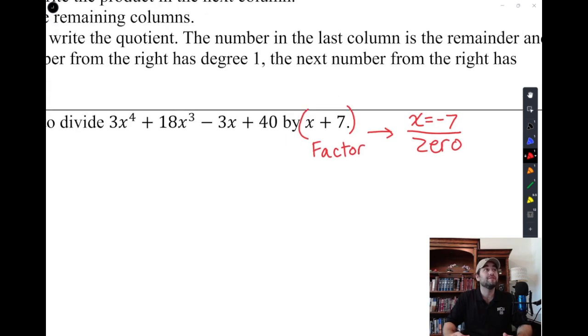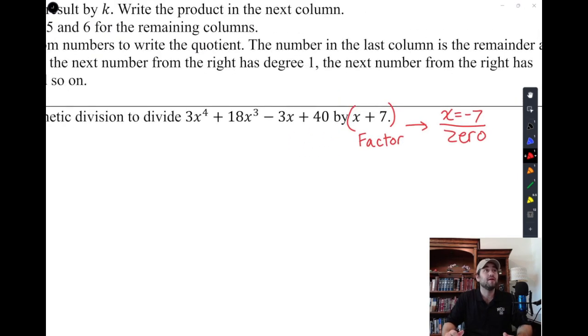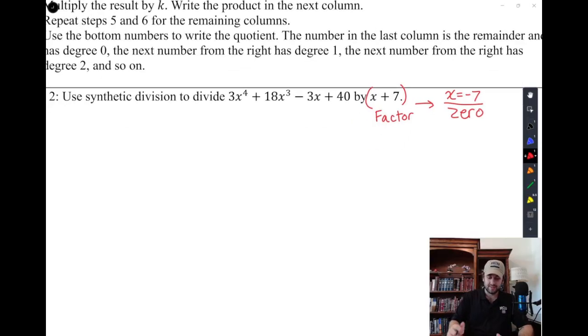So when your division takes the form of a factor, you can use this special process, which says I'm going to put the -7 inside of a backwards L. Notice it's not the +7 from the factor. It's the 0 that we're checking. It's almost like a 0 check.